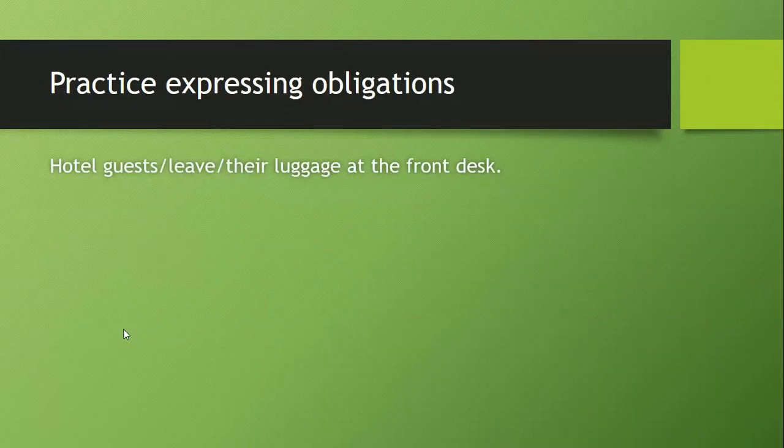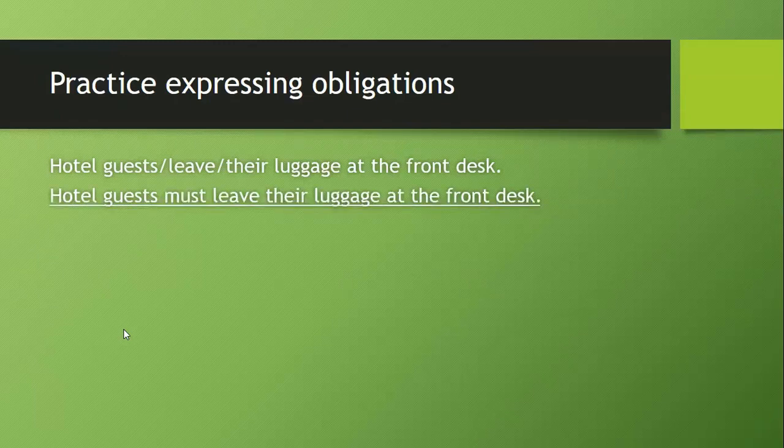Then we have the last practice expressing obligations. For example, hotel guests leave their luggage at the front desk. Then we can say hotel guests must leave their luggage at the front desk. Please keep in mind that must is very formal and not very common in speaking. It is generally used by a person in authority, right? To state policy or law. Have to is much more common in both speaking and writing. The more informal version of have to is have got to.